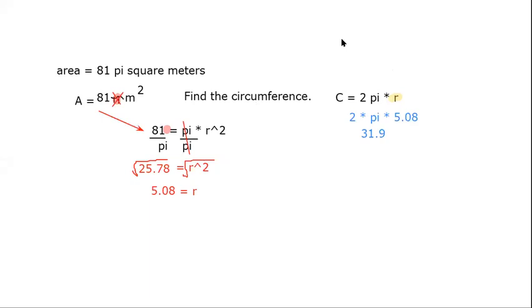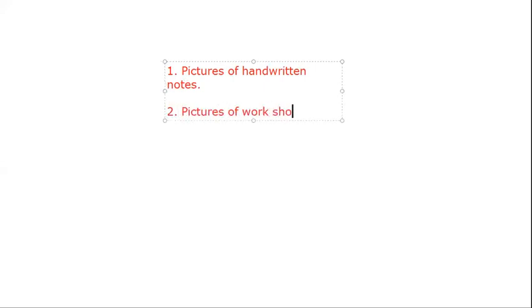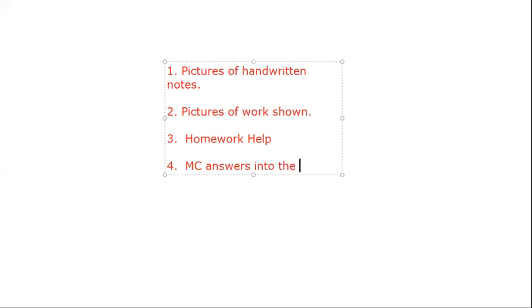you are going to do just a little bit of practice on circles and how the diameter and the radius relate to area and circumference. You're going to upload the pictures of your notes, handwritten. You're going to upload pictures of your work shown. You've got some algebraic equations that you're going to be solving in this one, so write those out. Use homework help for anything that gives you trouble. And the last thing, you're going to put your multiple choice answers into the Google form to get your final grade.